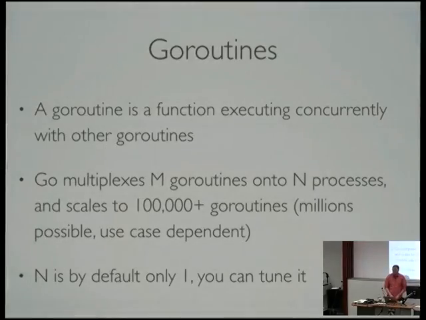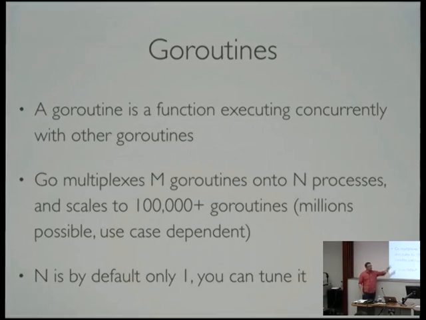So Go routines. These are like green threads. They're lightweight threads, part of the runtime support. Go multiplexes M Go routines onto N processes is the technical implementation. They're targeting scaling to hundreds of thousands of Go routines. People have reported doing things effectively with millions. It depends on your use case, on what you're doing.